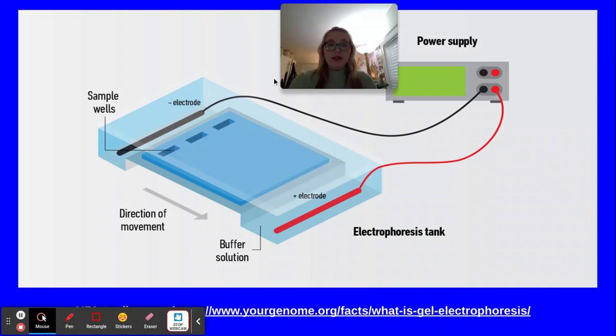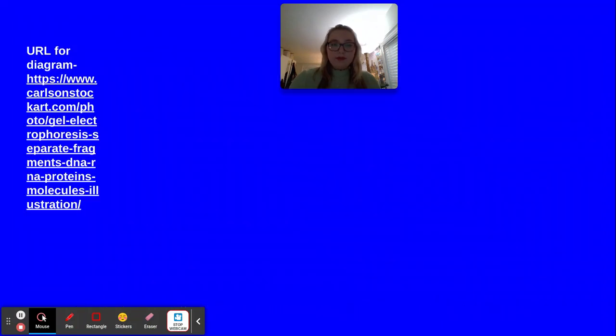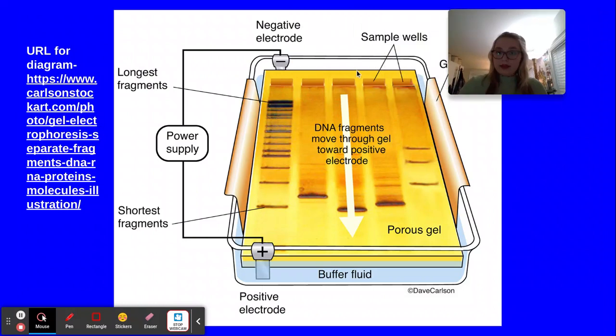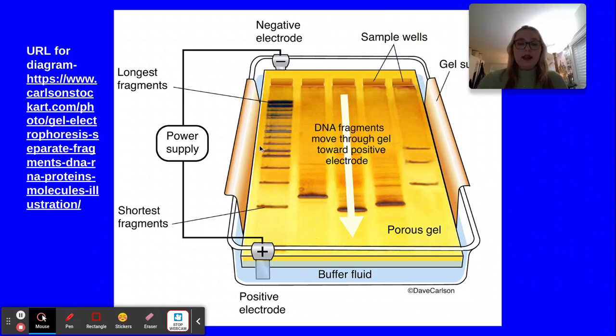So this is a very simple diagram of a gel electrophoresis machine. This is the wells, and this is the negative side and the positive side. This is a more complex example, and these are the fragments of DNA. And the shortest fragments travel farther to the positive side because of their weight. And the agarose is also combined with the buffer fluid.